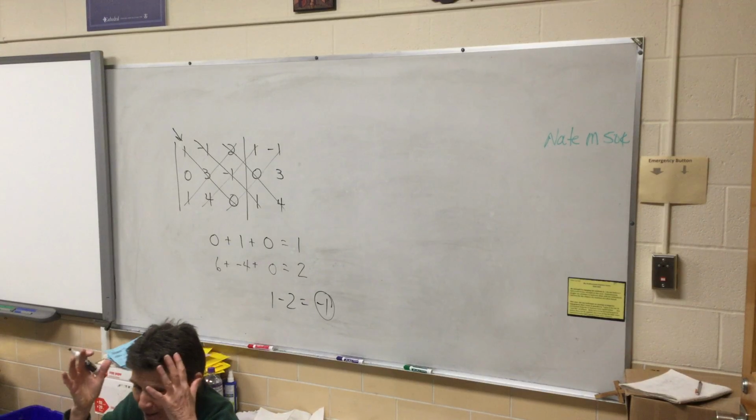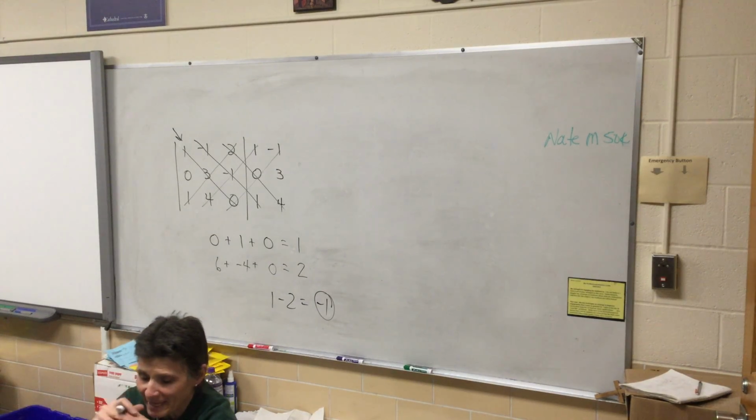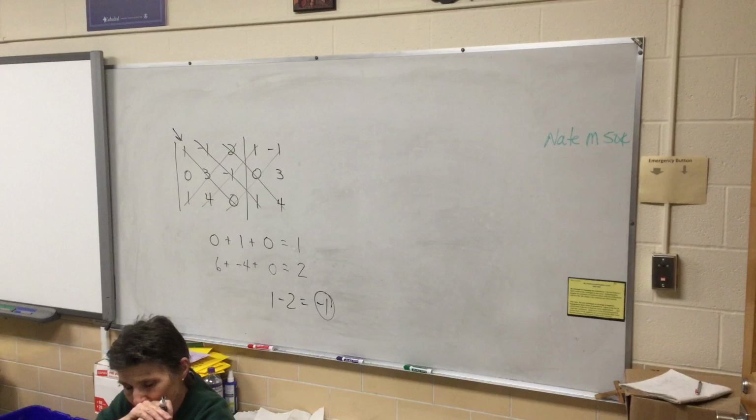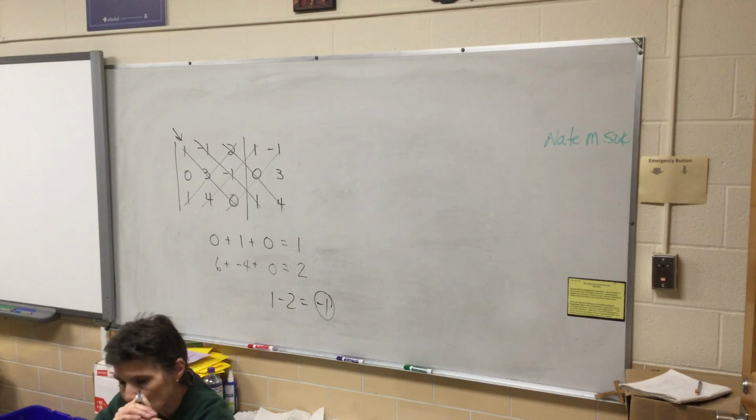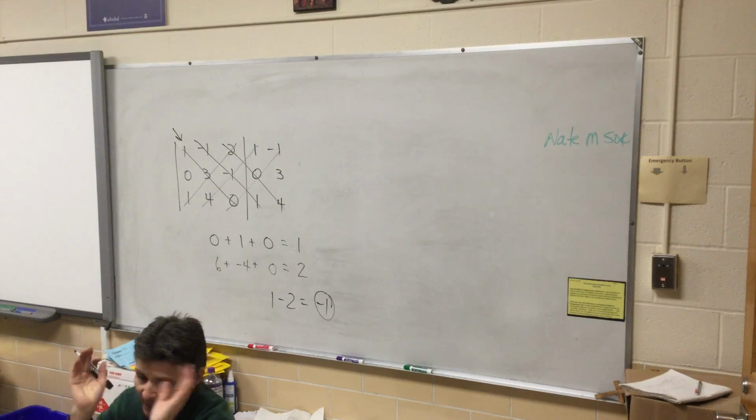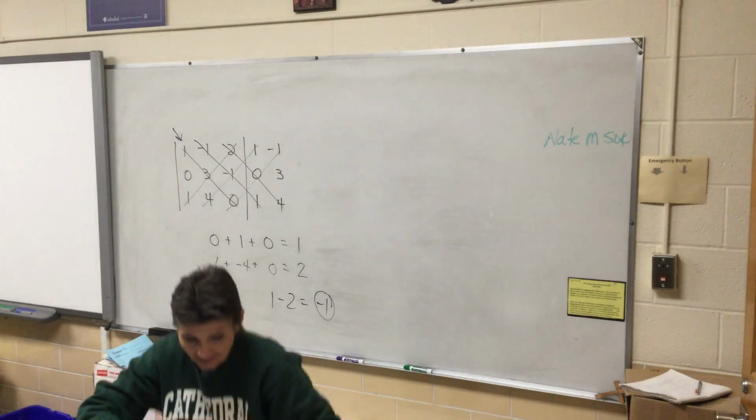Help me out. I'm talking to myself. D is not square because what are its dimensions? 2 by 3. If it's not square, you can't do the determinant. It's not possible. Move on.